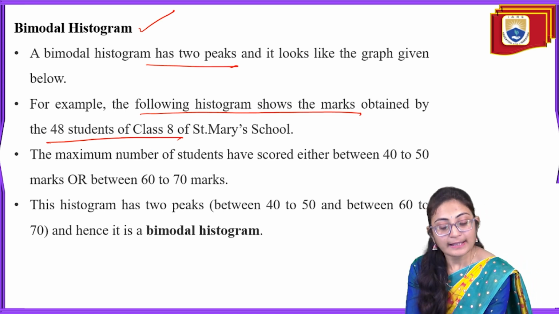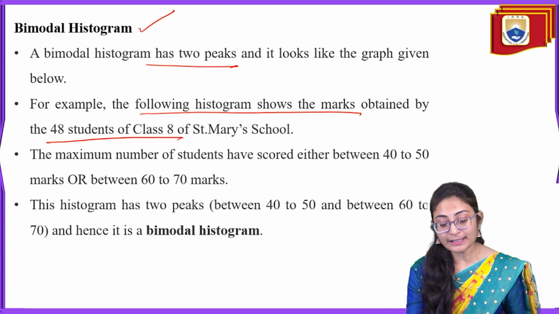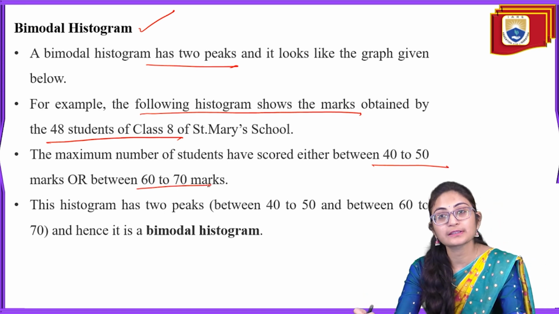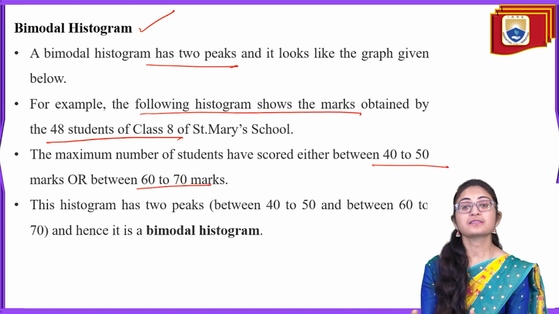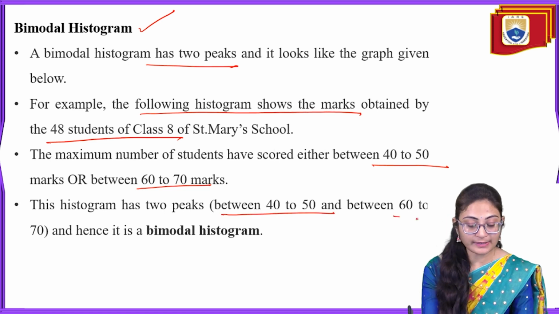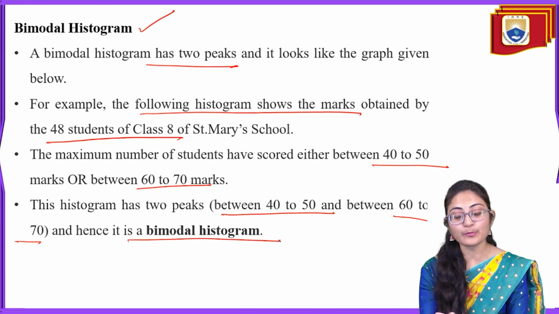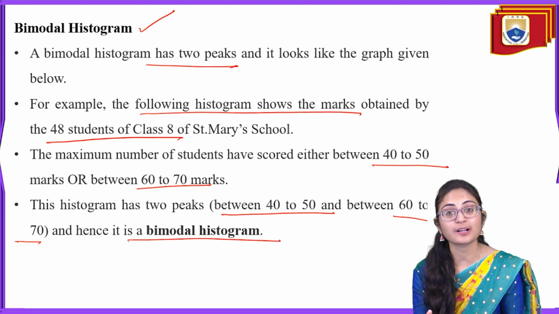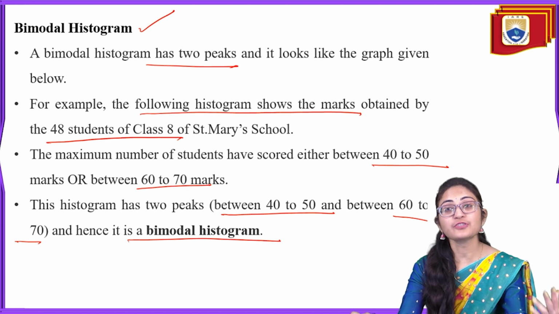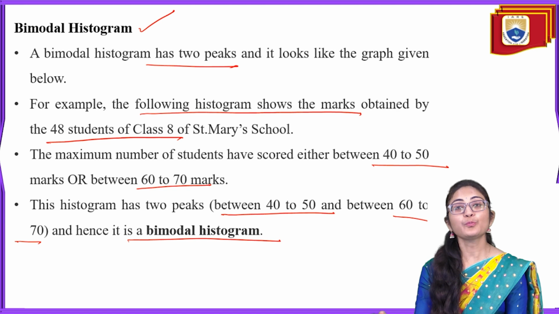Mary's School. The maximum number of students have scored either between 40 to 50 marks or between 60 to 70 marks. So this histogram has 2 peaks, 40 to 50, and another one is the 60 to 70. And hence it is called a bimodal histogram. Why are we saying bimodal histogram? Because we are getting 2 peak points, and there are 2 ranges, 40 to 50 and 60 to 70 of the marks. That's why we are getting 2 peak points.